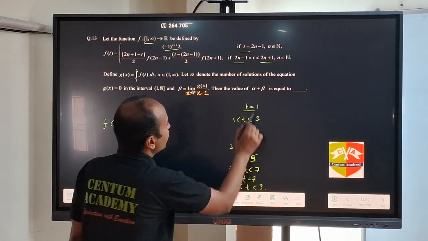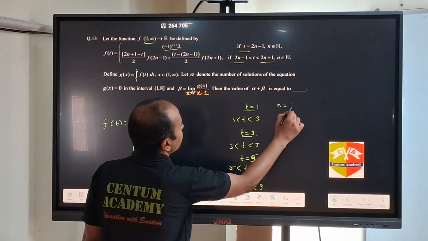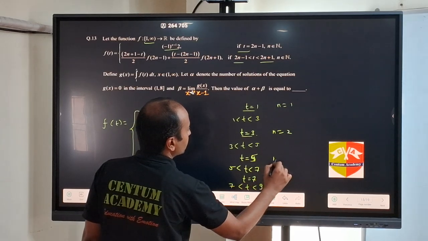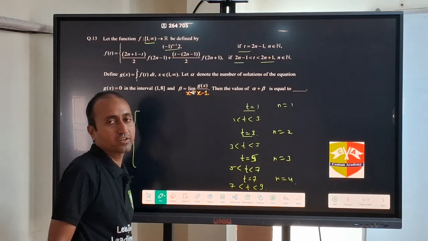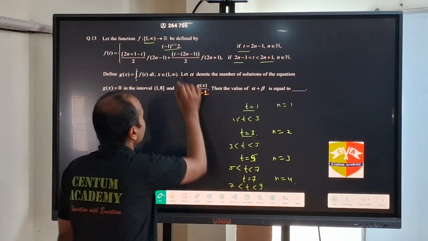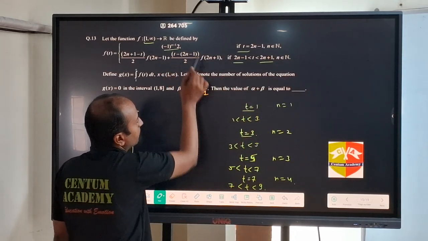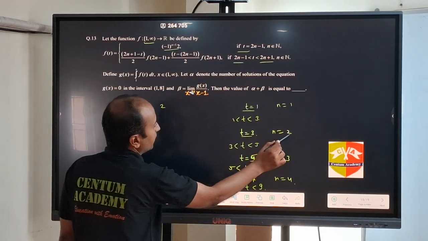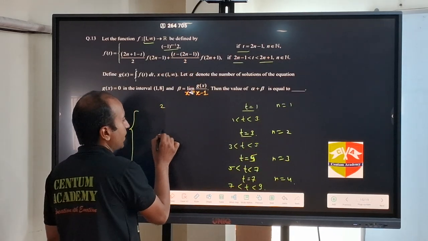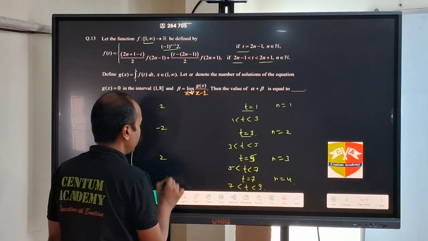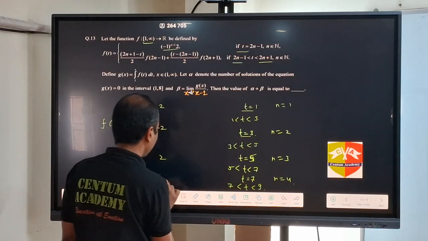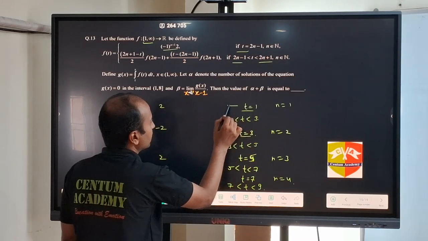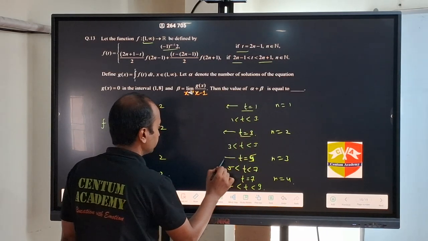Now, if t is 1, what is the value of n? N is actually 1, here n is 2, n is 3 and n is 4. I've written it just for my reference so that we can be a bit fast in calculation. Minus 1 raised to the power 2 will become plus 1, so it will be 2. When n is equal to 2, 2 plus 1 is 3, so it will be minus 2. Then it will be 2 and it will be minus 2. So alternatively, these values are 2, minus 2, 2, minus 2 at these odd numbers, these definitions.